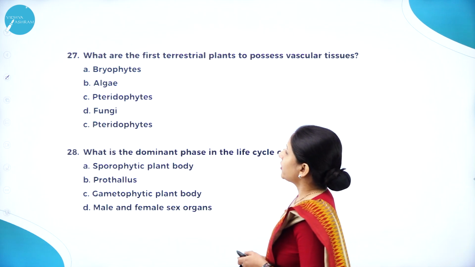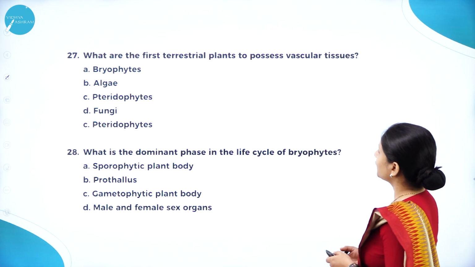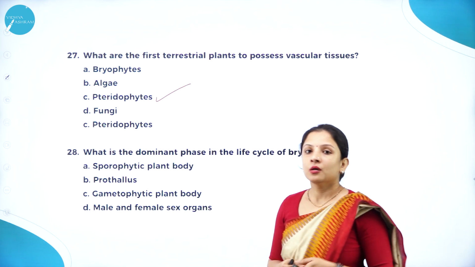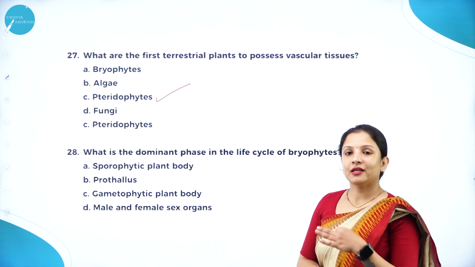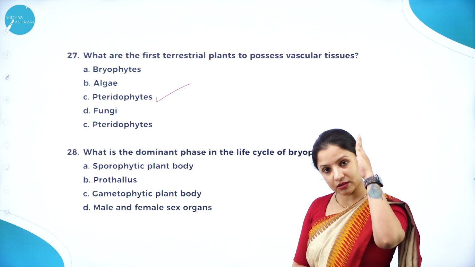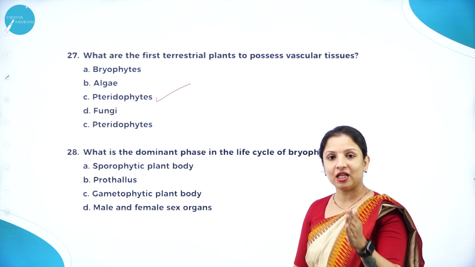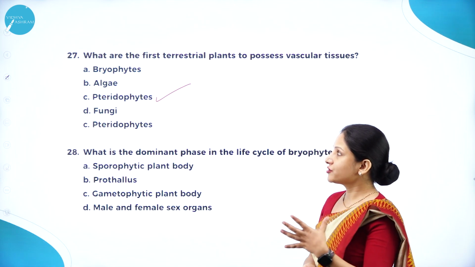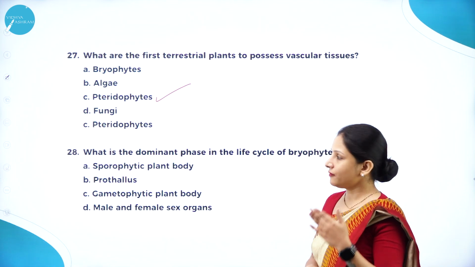Next question. What are the first terrestrial plants to possess vascular tissues? It is pteridophytes. Until then, be it the algae or the bryophytes, they do not have xylem and phloem. It is the pteridophytes from which the xylem and phloem start. Therefore, xylem and phloem, or vascular tissues, are first seen in pteridophytes.